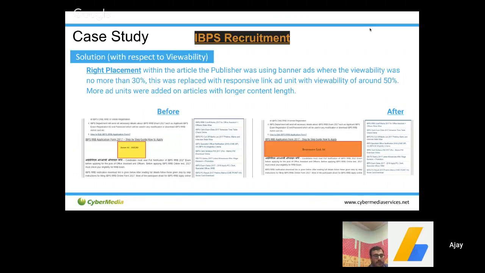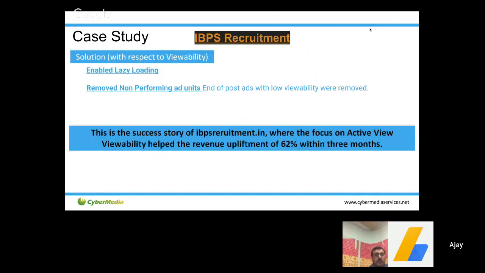Next slide, please. We also enabled lazy loading and removed non-performing ad units from the website, which were towards the end of the page or end of the post and which were already dragging the viewability down. So this is the success story of IBPSrecruitment.in, where the focus on active viewability helped a revenue upliftment of 62% within 3 months. Next slide, please.